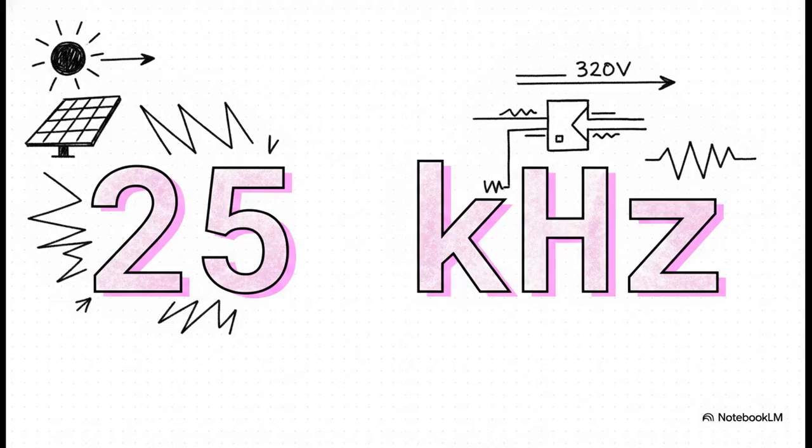Now, the switching frequency is where the magic really happens, 25 kilohertz. That PWM signal isn't just flicking the switch on and off a couple times a second. It is literally opening and closing that gate 25,000 times every single second. This massive frequency is exactly why the gate controller can make such microscopic, instantaneous adjustments to maintain an incredibly stable 320-volt output, regardless of whatever the sun happens to be doing outside.